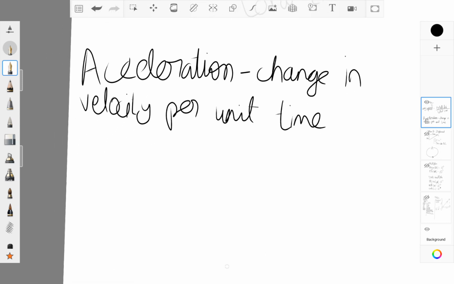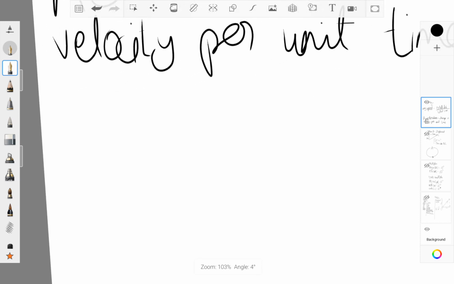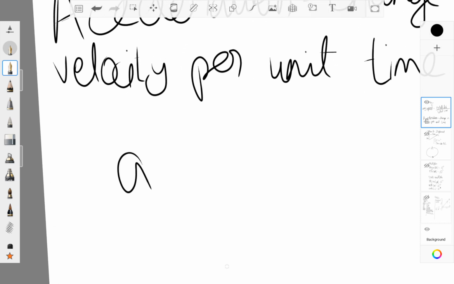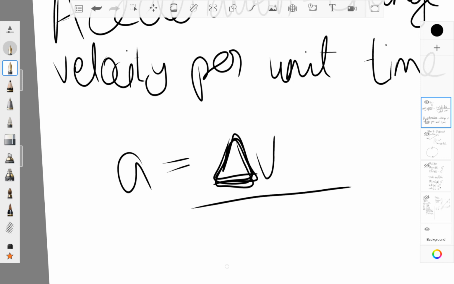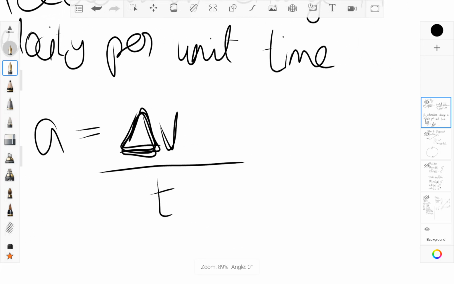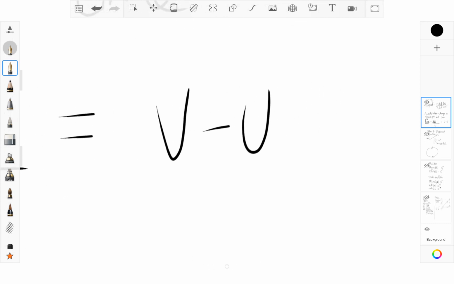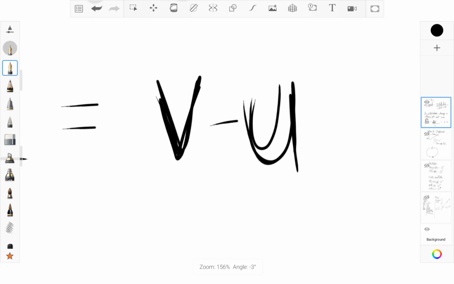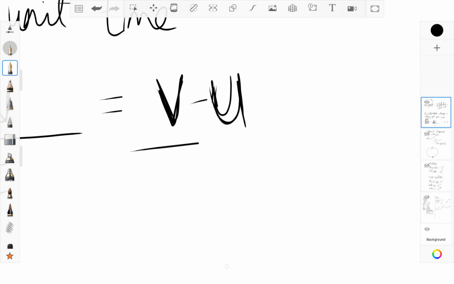I think the easiest way to understand what acceleration is is through its formula. So acceleration, which is a, is equal to change in v. This triangle symbol is called delta. It's a Greek symbol, and it just means change. So change in velocity over time. And you can write change in velocity as v minus u. I hope that's easy to read. So v is the final velocity and u is the initial velocity. So a equals v minus u over t.